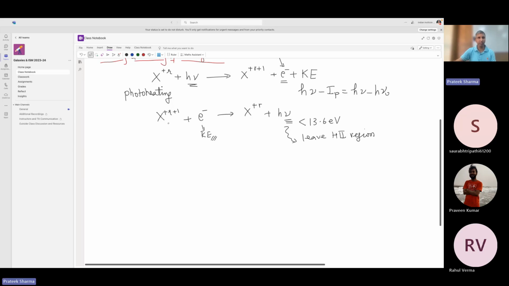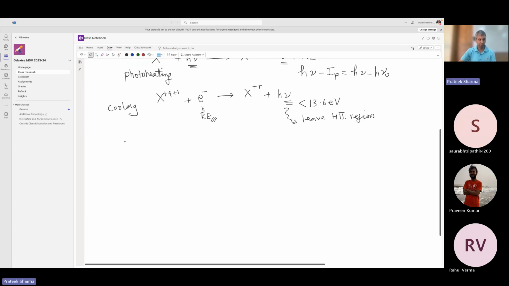So this is a cooling process. So let's actually define some things. So this is zeta X plus R. This is the probability per unit time for photoionization.